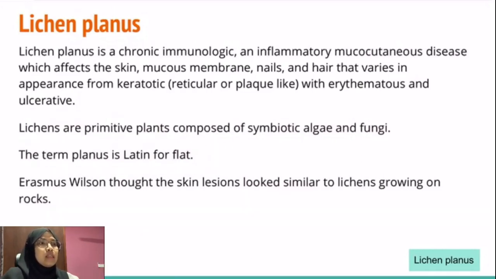The lichen planus is derived from the word lichens, which are primitive plants that are composed of symbiotic algae and fungi. And the planus is a Latin word which means flat, and this is because Erasmus Wilson thought the skin lesions of the lichen planus look similar to the lichen which grows on rocks.